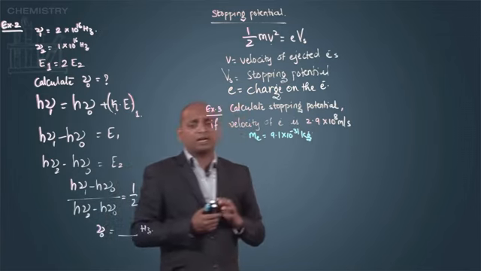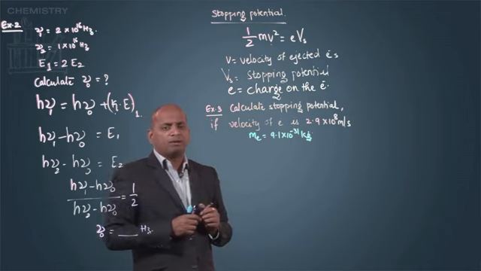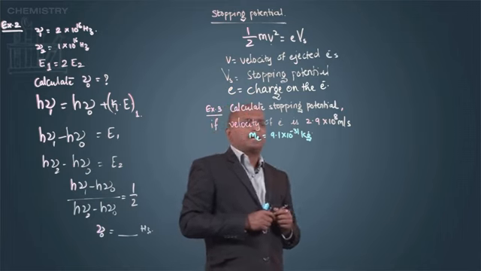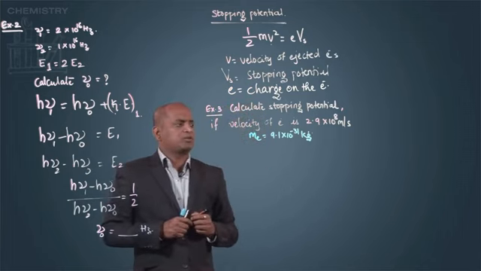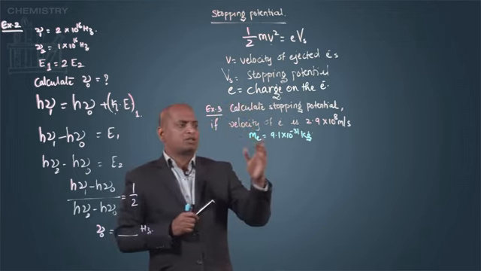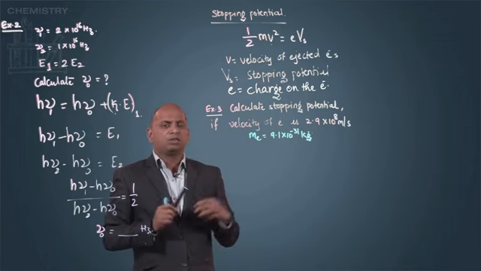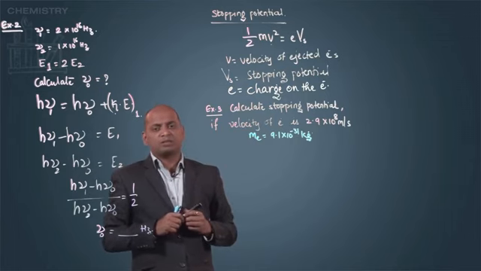Again, this is a kind of physics problem, a very simple problem where we need simple substitution. In the next problem: calculate the stopping potential if the velocity of the electron is 2.9 into 10 raised to 8 meter per second. So this is the velocity of the ejected electron. Directly we have to substitute the values, and you will get the stopping potential, that is Vs.